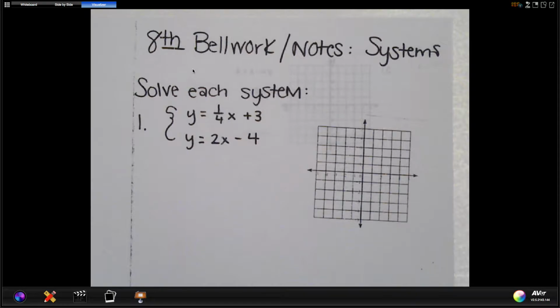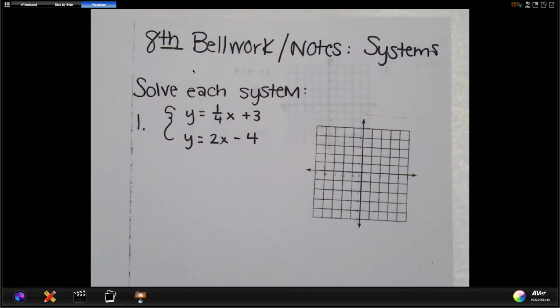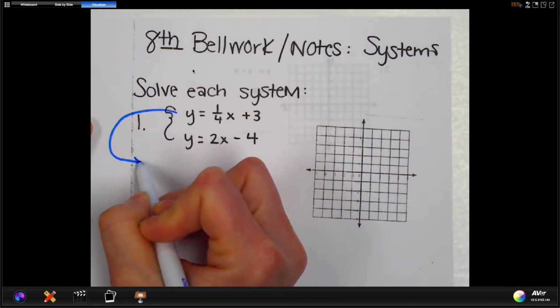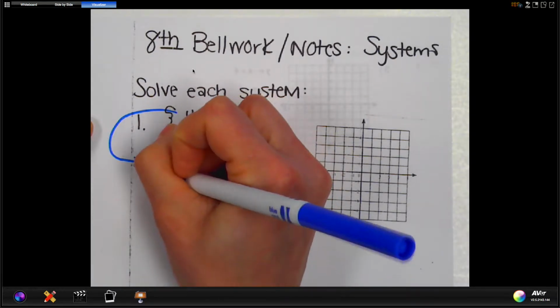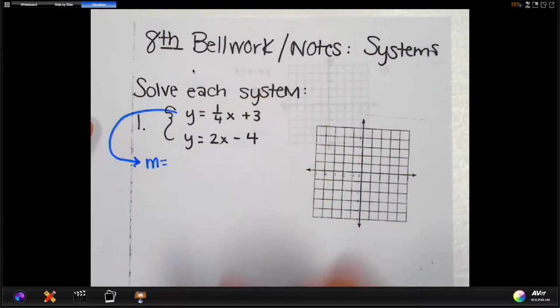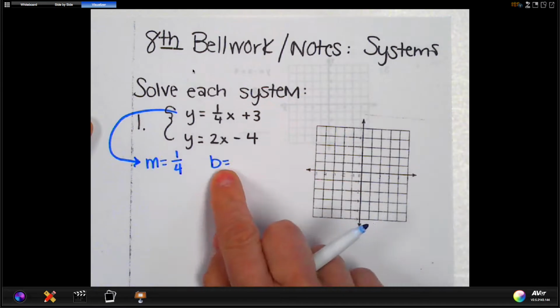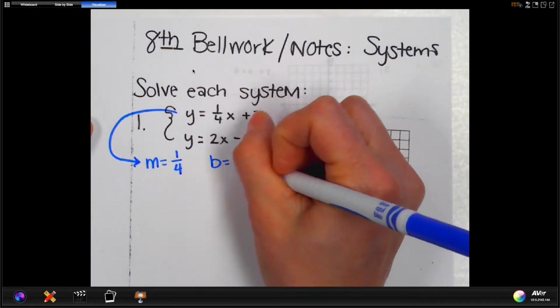So solve each system. What we want to do when we're solving a system by graphing is first identify each graph's slope and y-intercept. So we're going to start with my first equation, and we need to identify our m, or our slope, and our b, our y-intercept. Remember, if this is already in y equals format, m, or our slope, is always next to the x. So our m is 1/4. Our b, our y-intercept, is positive 3.